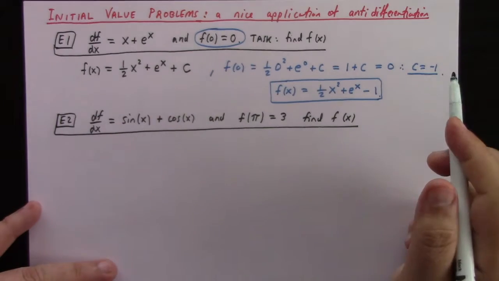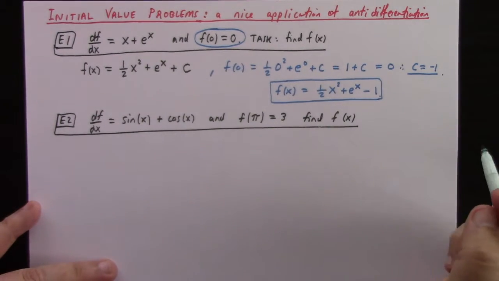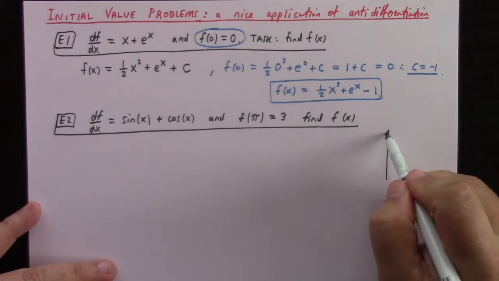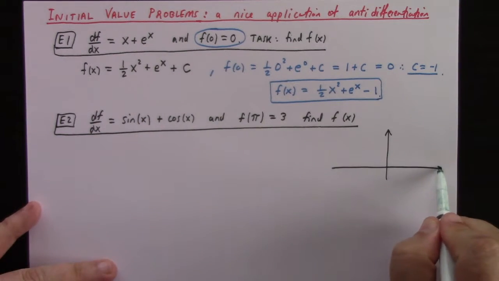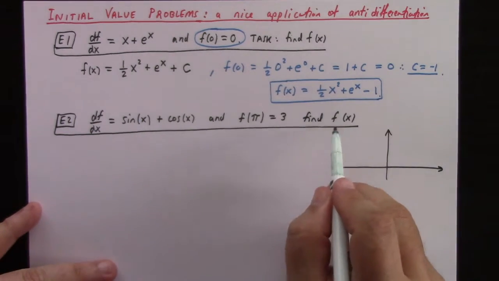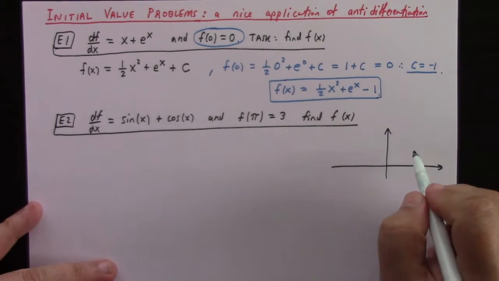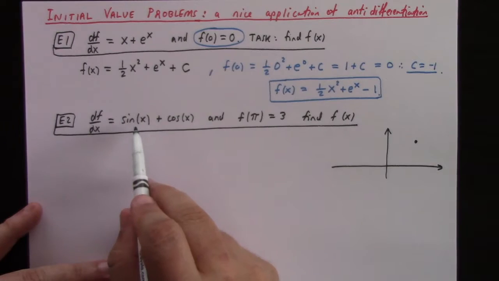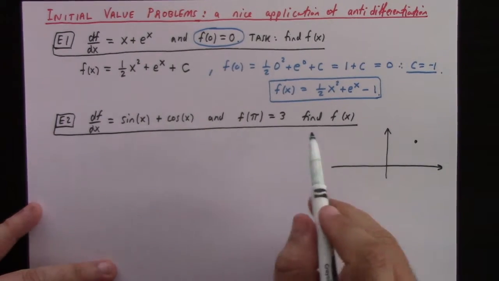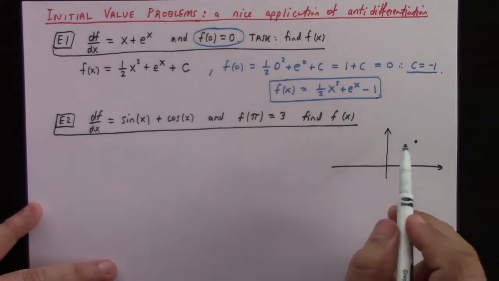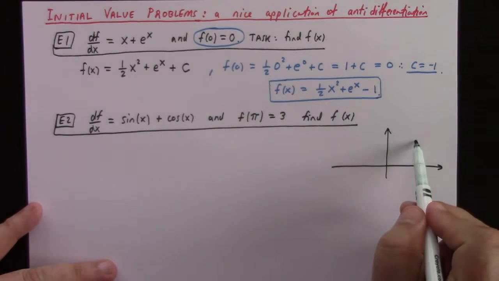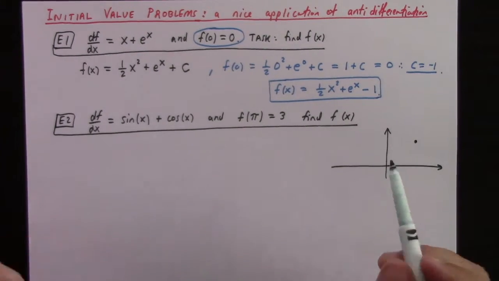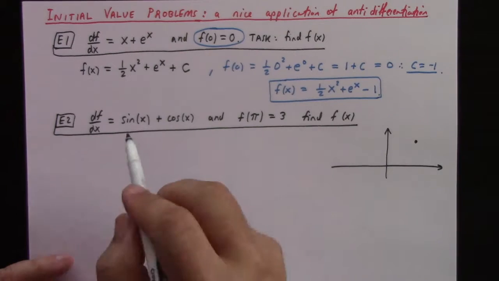Okay, graphically, it's kind of fascinating what we're doing. Basically we're saying, I know one point on the graph of f of x, pi comma 3 in this case, so it's like it's here. And I'm given that the derivative function is sine plus cosine, so I won't try to graph it, but that's given. So this is enough information to take this one point and create the whole curve. It's kind of cool.